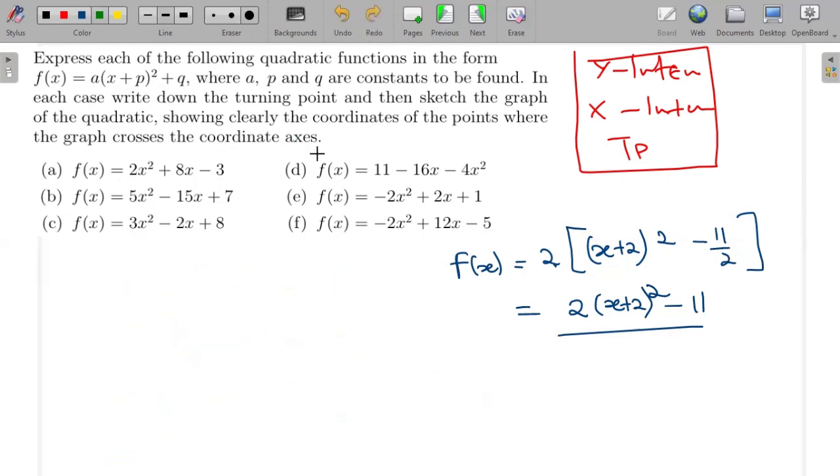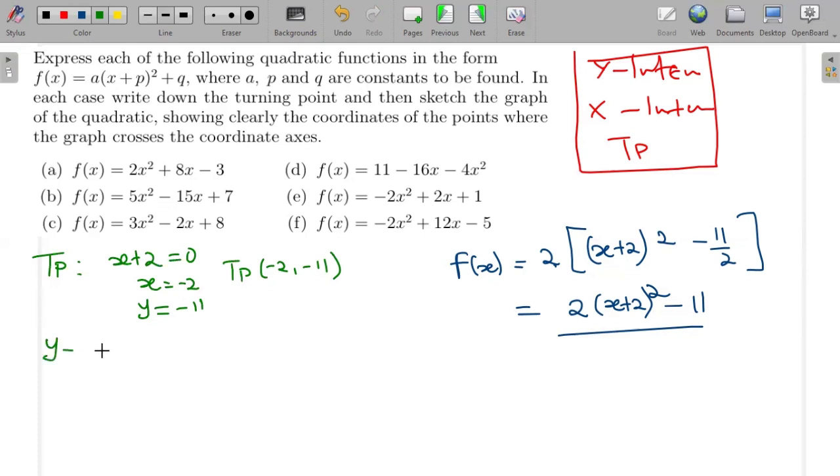Okay, so I'm going to say turning point. So turning point, we said the x-coordinate, just get whatever is inside, equate it to 0. So for x, that is minus 2. And then for the y, we just get whatever is outside there. So that is minus 11. So the turning point will just be minus 2, comma minus 11. That's all. Okay.